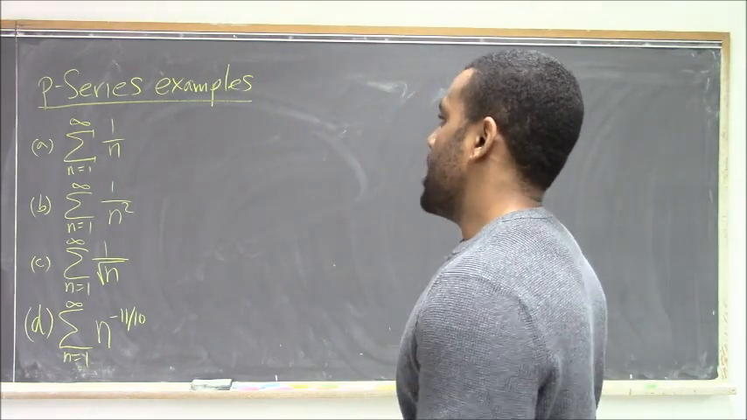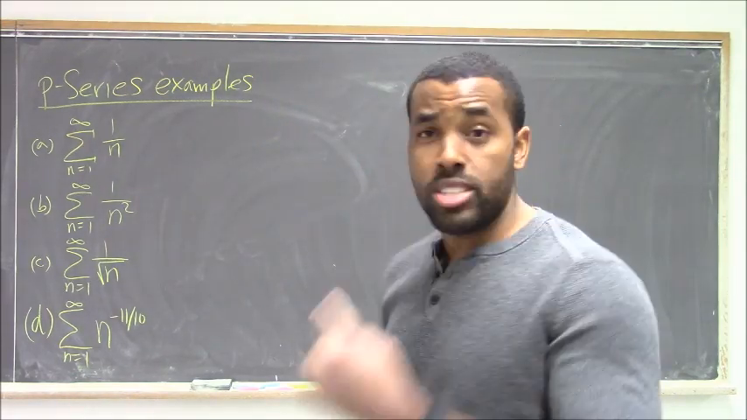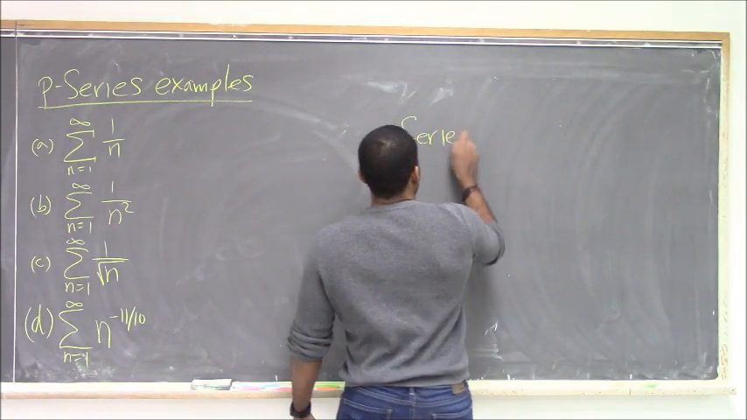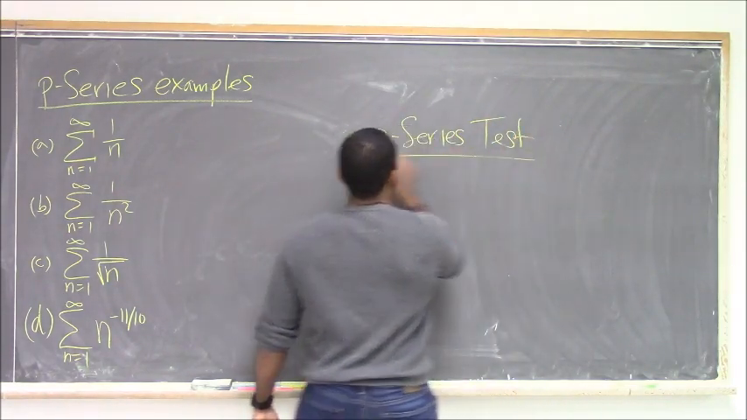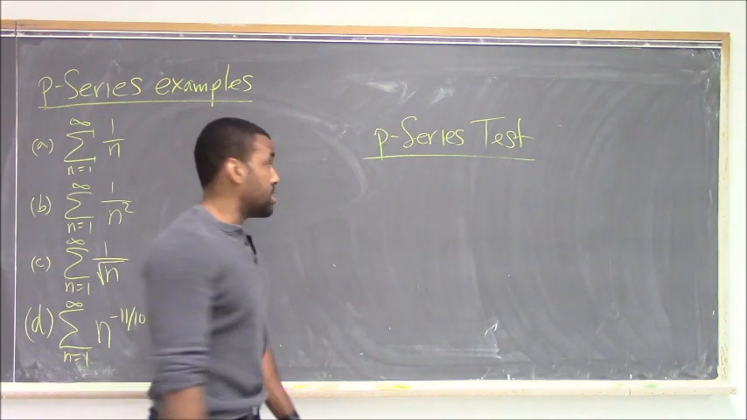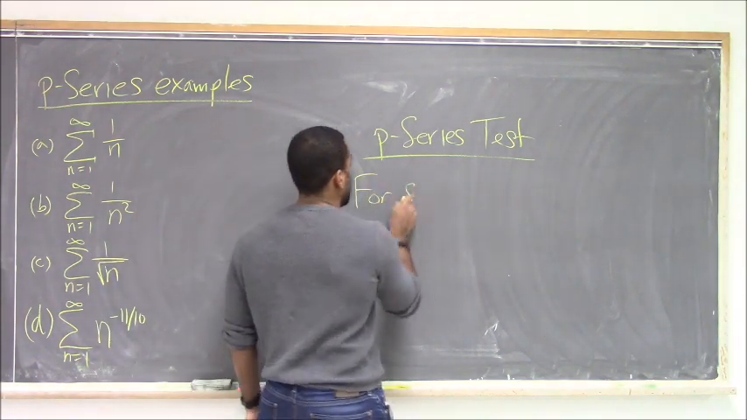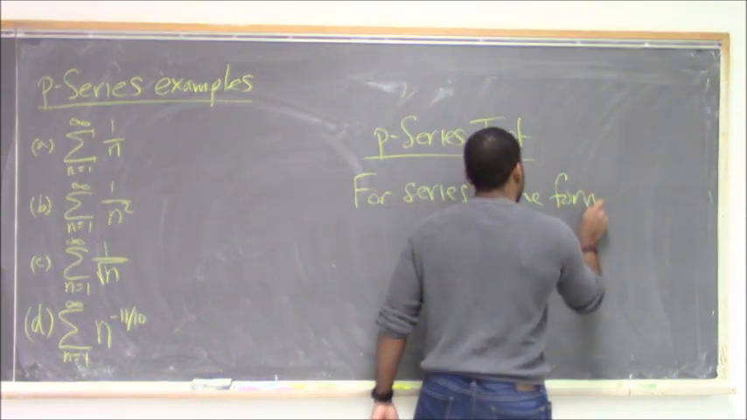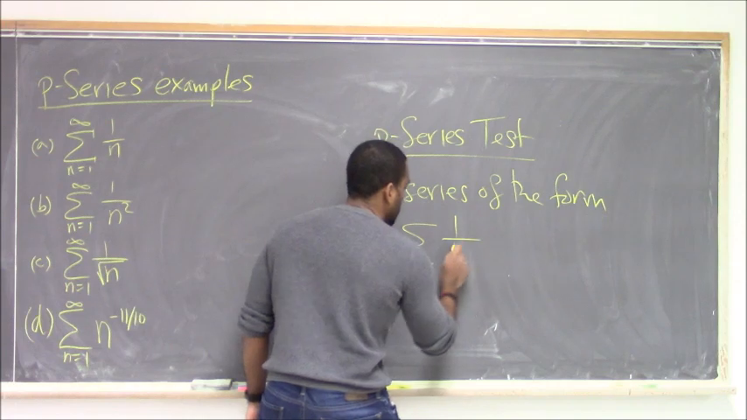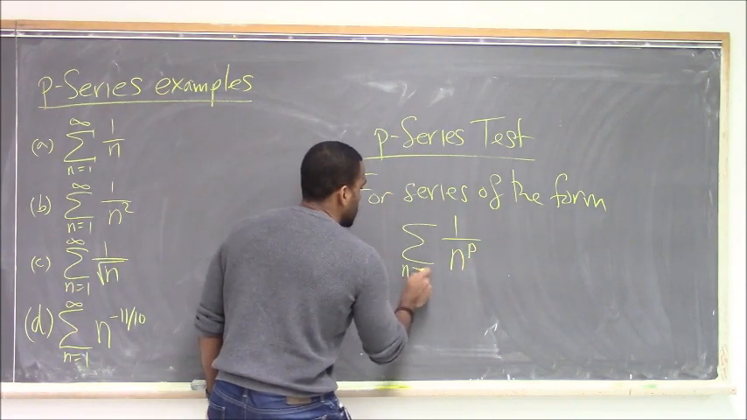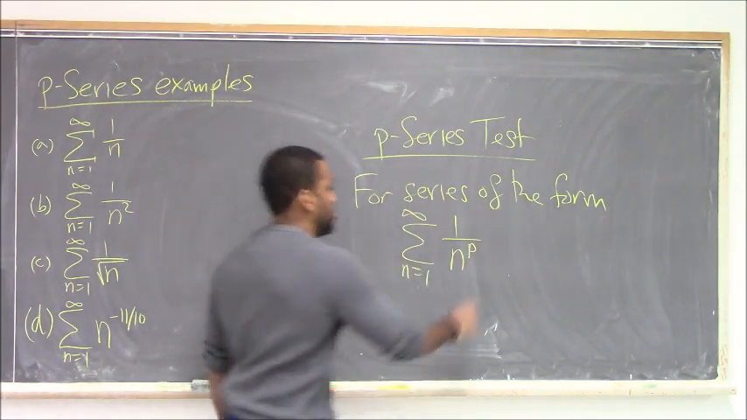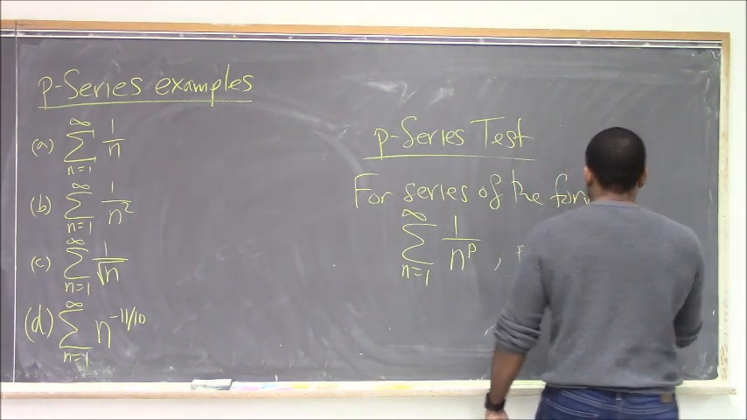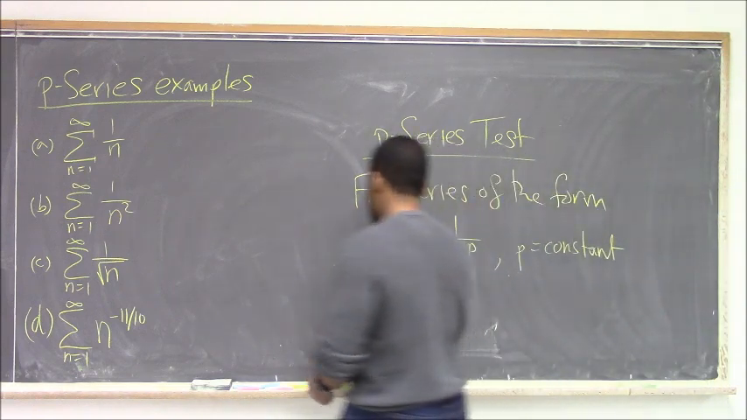And let's go with the P-series test. The P-series test, let me just remind you of what that was. This was a test that says this is for a series of the form 1 over n to the p, n goes from 1 to infinity, p is a constant. This guy is called a p-series.